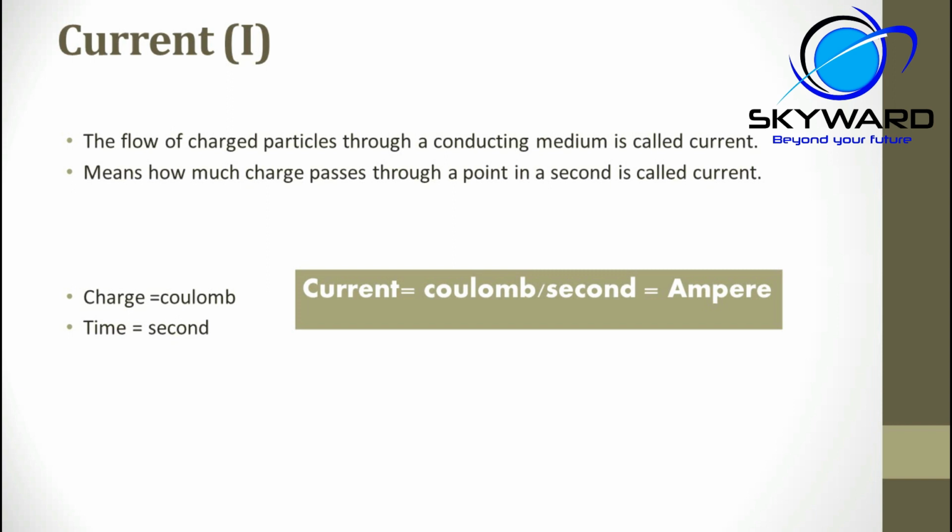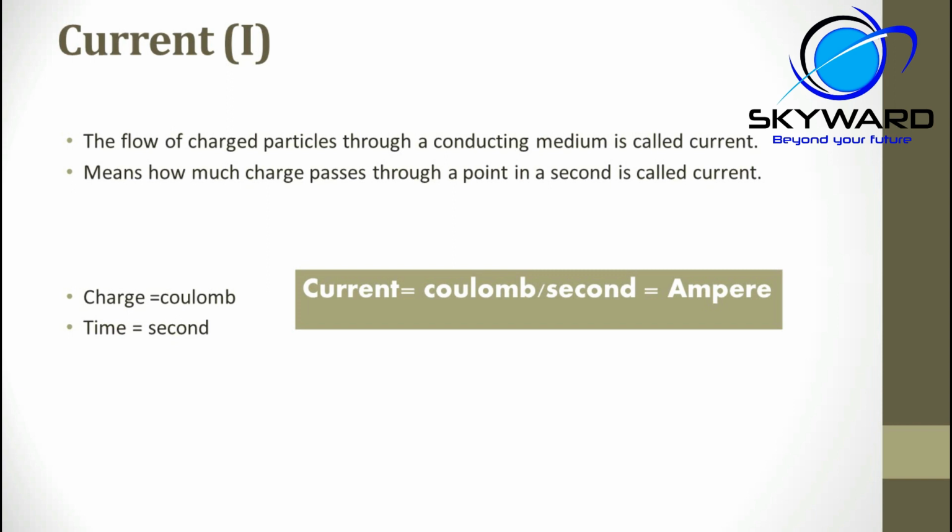Very simple. The material through which current can pass is known as a conductor, and the material through which current cannot pass is an insulator. For example, gold is a very good conductor, and iron is also conducting. Insulators are wood and plastic, where current cannot pass. Okay, so let's move to the next point.